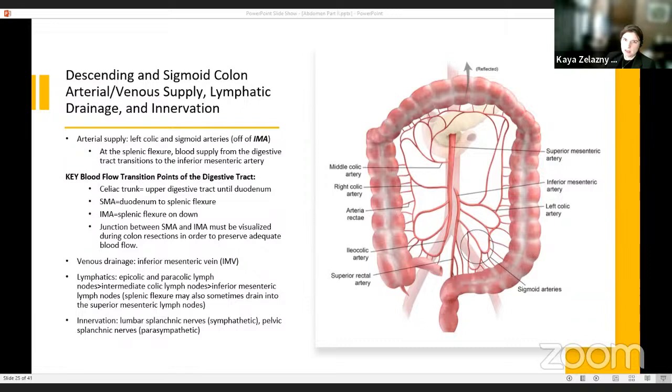Okay. So for innervation now, this is also where we're going to see a change in where we're getting innervation from. So now we're going to start to see our lumbar splanchnic nerves coming up and giving us our sympathetic innervation, so from the lumbar region. And now instead of our vagus nerve, we have our pelvic splanchnic nerves supplying our parasympathetics, okay, as we pass this transition point.